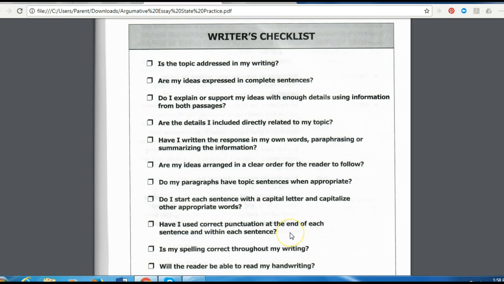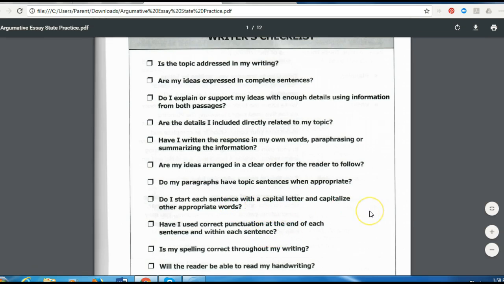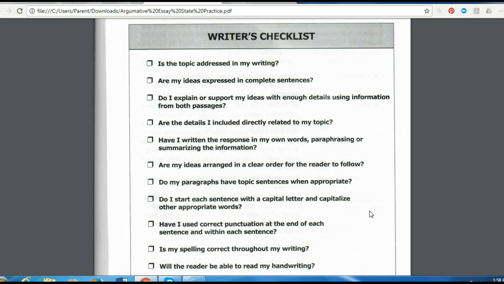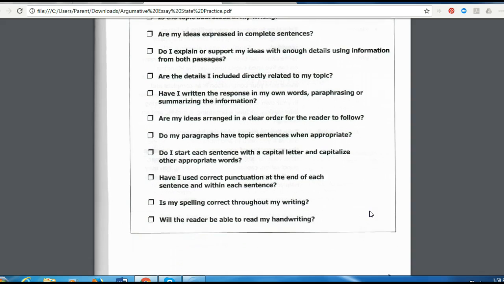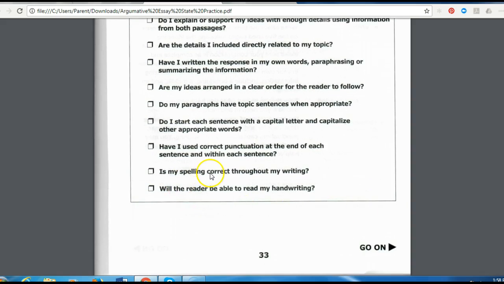Have I used correct punctuation at the end of each sentence? You have heard them talk about this in more than one item, so this is obviously something those grading your test are paying attention to. It also asks, is my spelling correct throughout my writing? They're not going to expect every single word to necessarily be spelled correctly, but you want to make sure that you have done the best you can and you haven't misspelled silly words.